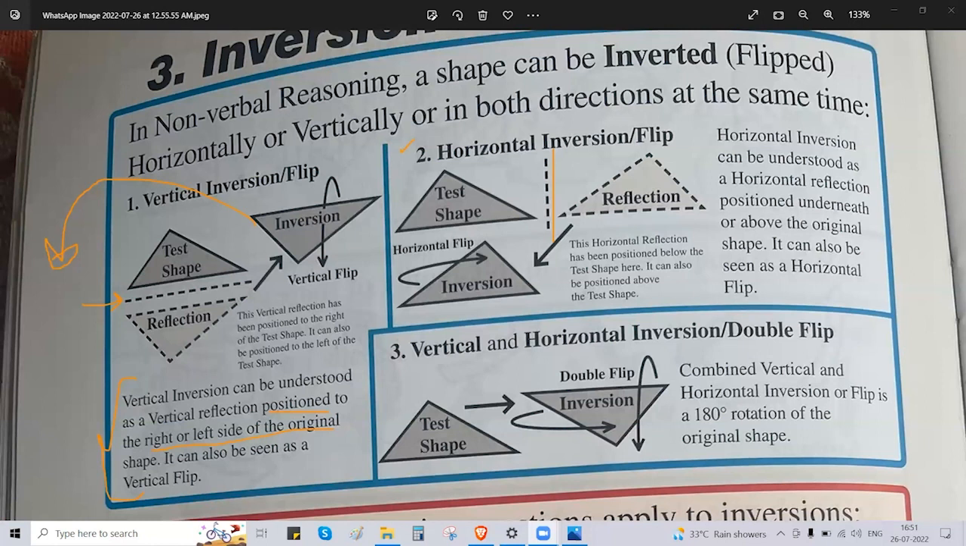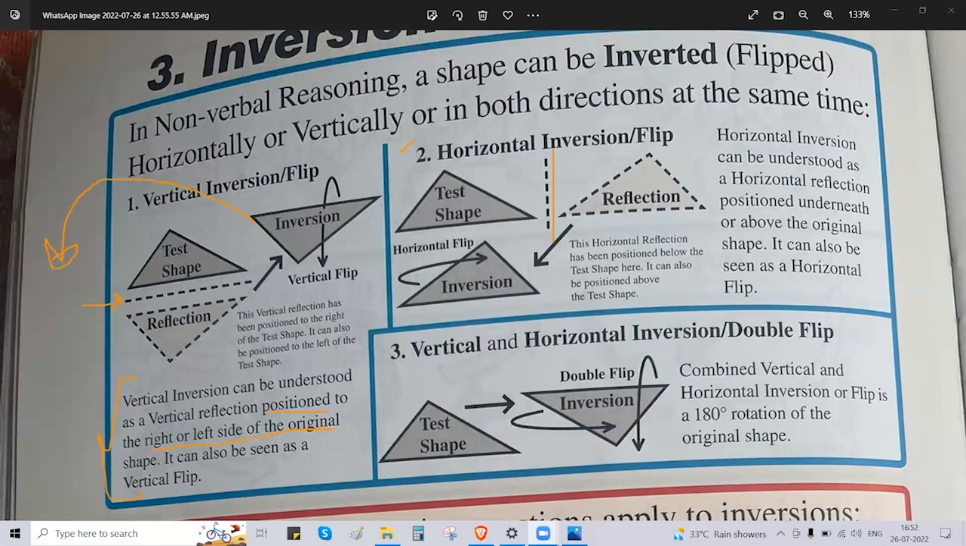Exactly. So when we have a double flip, we call it vertical and horizontal inversion. So let's say, first of all, we are flipping our shape horizontally, then we are flipping it vertically, we get a double flip, or we call it 180 rotation.